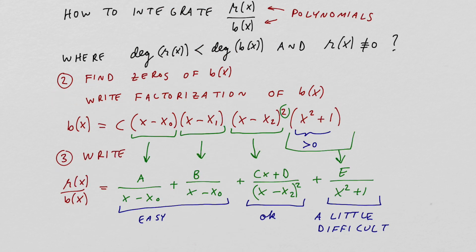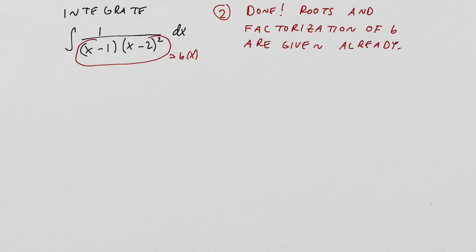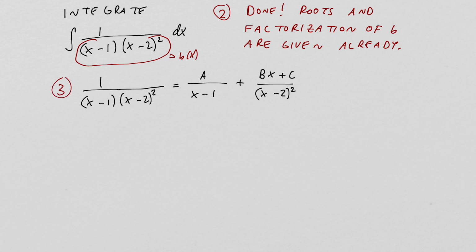How about if we had a factor like this? What would happen? Let's consider this integral. Now we are already given the factorization of b. Let's look for the partial fraction decomposition. Because of this term here, we will get this term. And because of this second degree term, we will get this term.